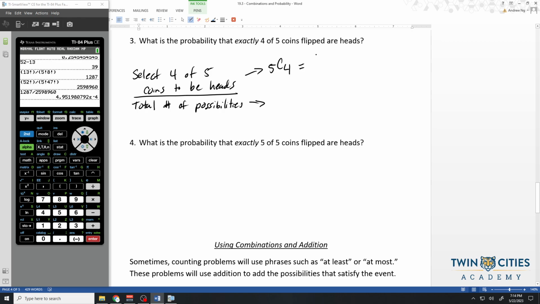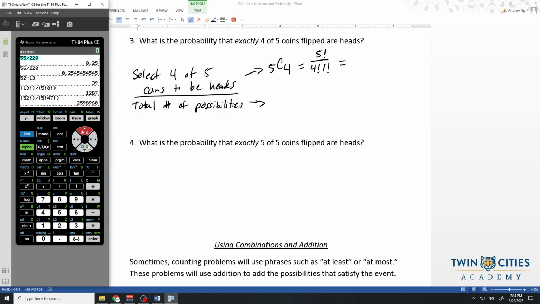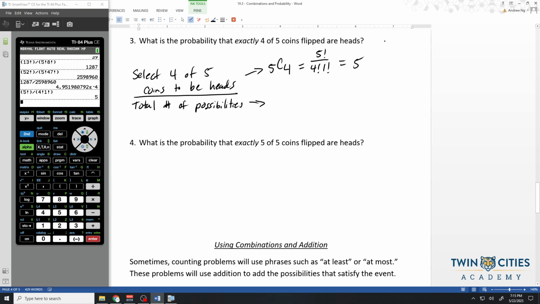This will be 5 factorial over 4 factorial. 5 minus 4 is 1 factorial. All right, 5 factorial, and then 4 factorial there, 1 here. This is 5. There are 5 ways to choose 4 out of 5 coins to be my heads. Now, the total number of possibilities.